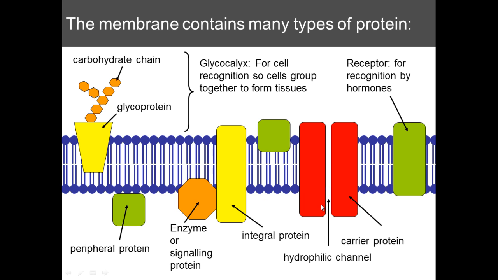You also have a carrier protein here, these two red sections here, and a hydrophilic channel. So anything that doesn't like water can travel through this section. Like I said before, usually chemicals, or usually things like ions.